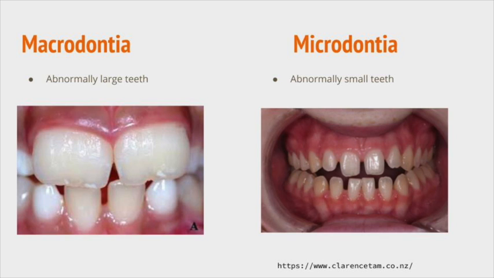We know macro means big, micro means small from like our macrofill, microfill. Same concept here. Macrodontia is just abnormally large teeth, and microdontia is abnormally small teeth. And we learned that a lot of times microdontia is seen in patients who also have Down syndrome.